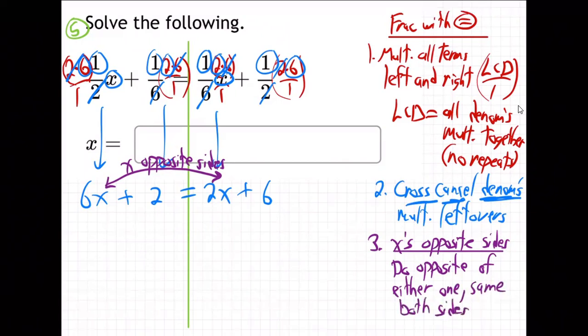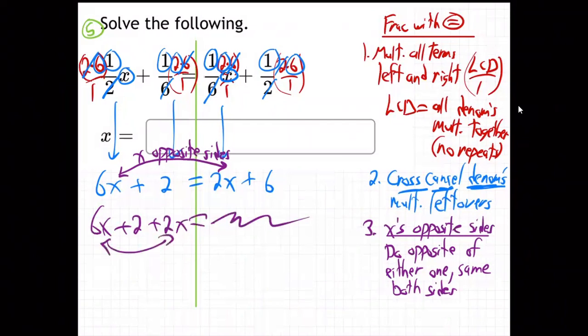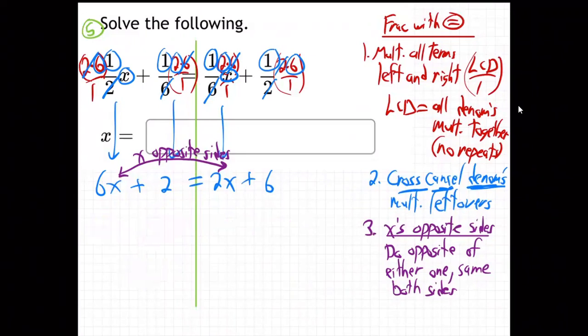So if the x's were on the same side, I would just combine them, right? If it was 6x plus 2 plus 2x equals whatever, on the same side, then I would just add these together and go, that's 8x plus 2, right? 6x and 2x in that case would just make 8x. And the plus 2 would be there also. They're on the same side. You just add them up or subtract them or whatever. You just combine them. But if they're on opposite sides, you've got to do the opposite of either one, but do it to both sides.